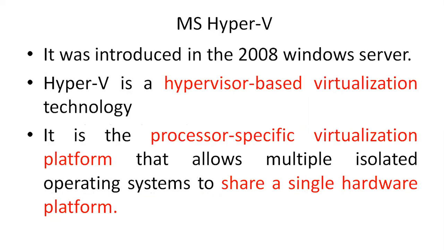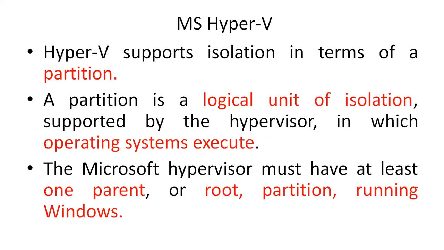That means in this case you are using the hypervisor. It is a processor-specific virtualization platform that allows multiple isolated operating systems to share a single hardware platform. What is the main intention of using this hypervisor? The hypervisor uses a single hardware platform and creates any number of virtual machines. That is the main important point in the creation of the hypervisor. Hyper-V supports isolation in terms of partitions.